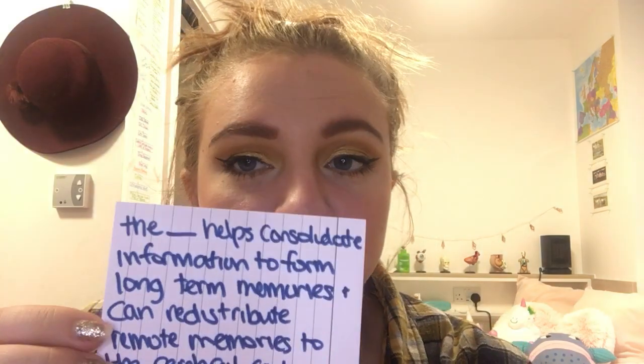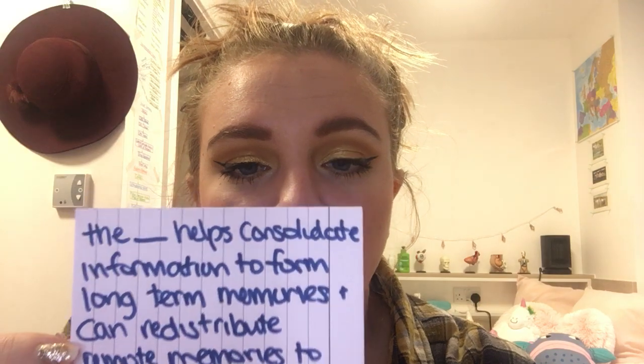The blank helps consolidate information to form long-term memories and can redistribute remote memories to the cerebral cortex. So how do we form those long-term memories? That's using the hippocampus. I'm sure most people are familiar with the patient HM.